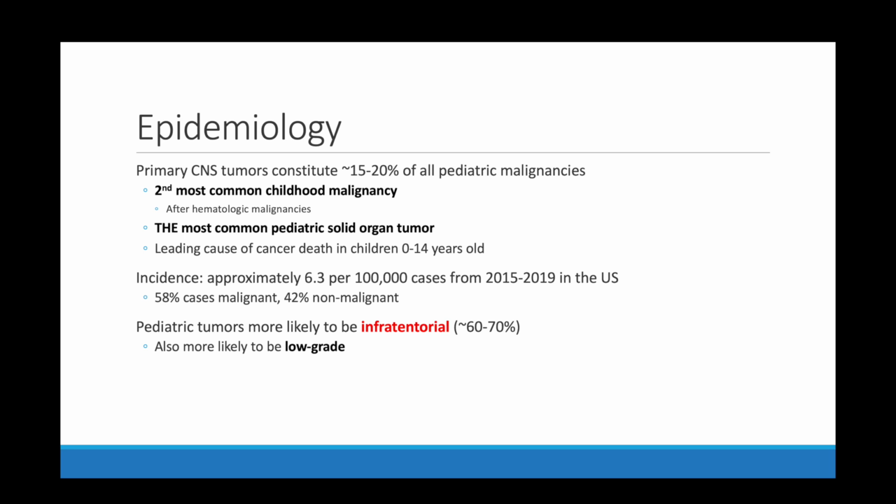And this is in contrast to adult primary CNS tumors, which are more commonly supratentorial, and they tend to be higher grade. So GBM is the most common primary CNS tumor that we see in adults, right? Glioblastoma, and that's a high grade tumor. In children, they're more likely to be infratentorial. They're more likely to be low grade.